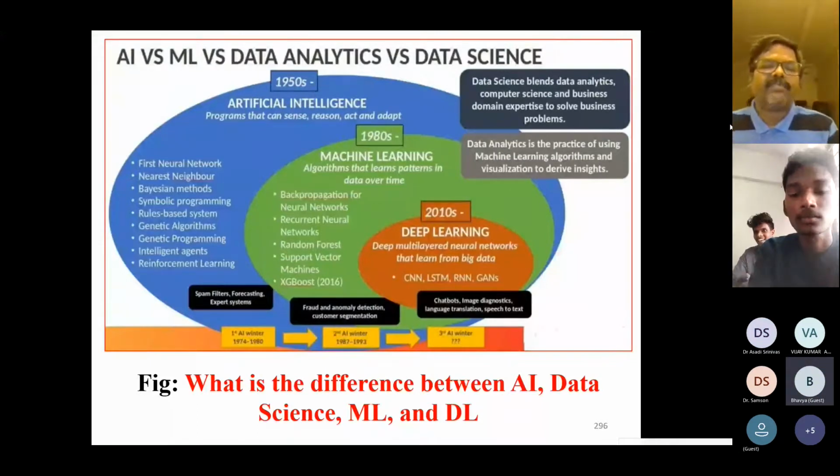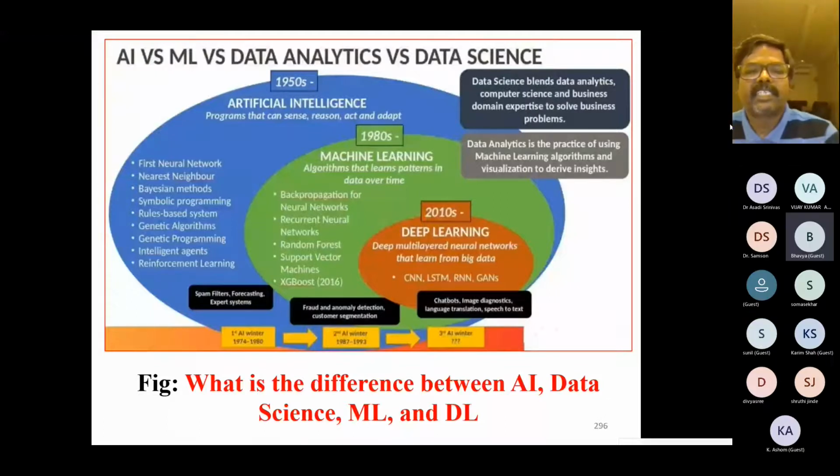See here, 1950s, it is not a new concept. In the 1950s, artificial intelligence was there for programs that can sense the data, reason about the data, act on the data, and adapt to the data. So by using neural networks, nearest neighbor, Bayesian methods, symbolic programming, rule-based systems, genetic algorithm, genetic programming, intelligent agent, reinforcement learning. These are the various techniques of artificial intelligence.